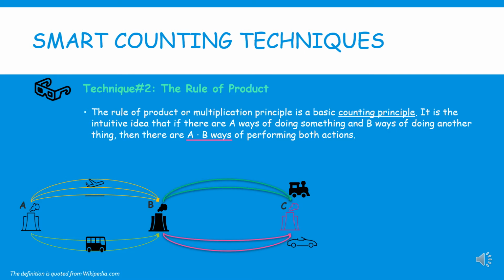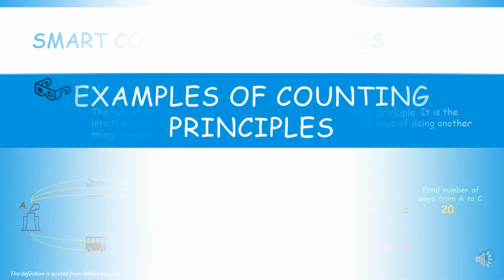Using the addition principle, we get that we have 2 plus 2 equals 4 ways to go from the second place to the third place. But the problem is, how many choices do we have to go from the first place to the third place? So using the multiplication principle, we get that we have 4 times 5 equals 20 ways to go.